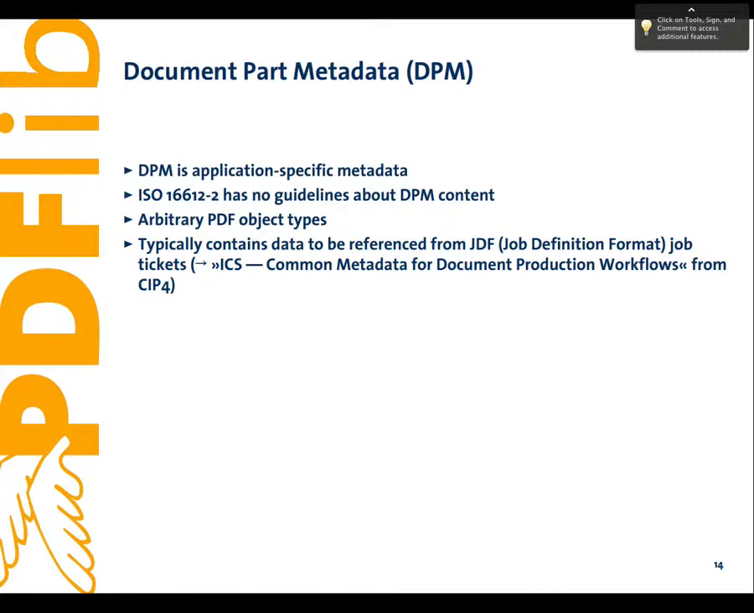There is a recommendation for what kind of metadata you can put into the document part metadata. The ICS common metadata for document production workflows contains all kinds of meaningful attributes that you can attach to the DPart nodes, and these are typically referenced later from JDF job tickets, Job Definition Format job tickets, to, for example, describe a certain production scenario where you want to put the pages on a specific output device.